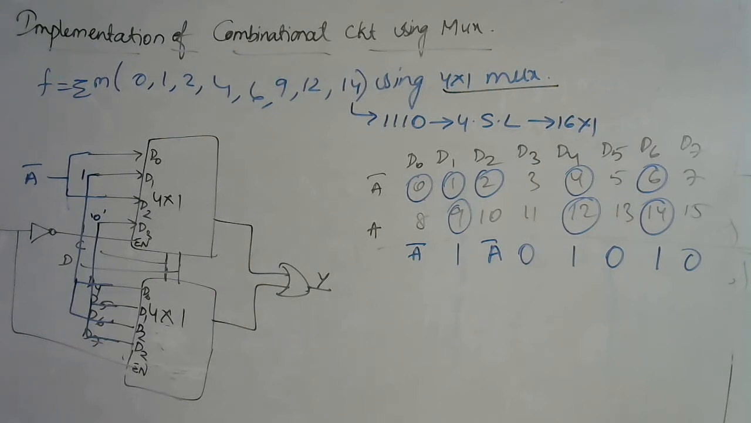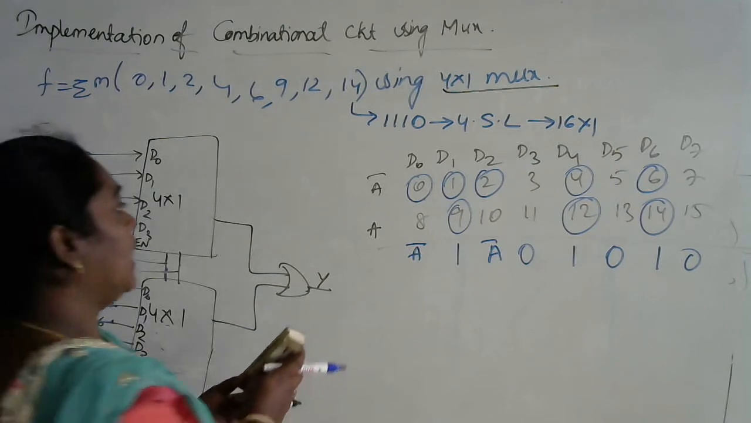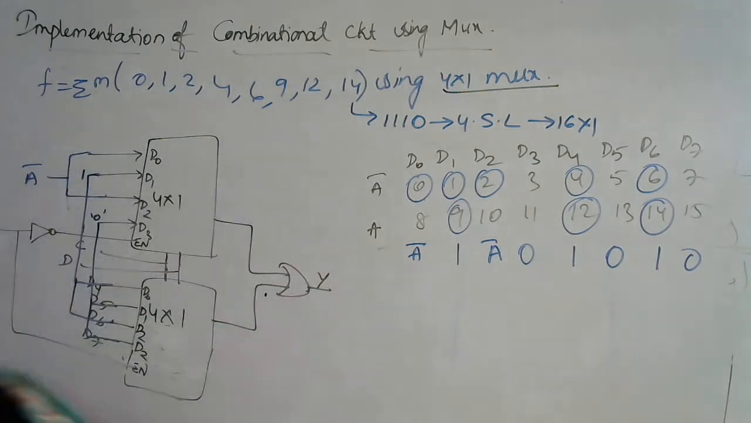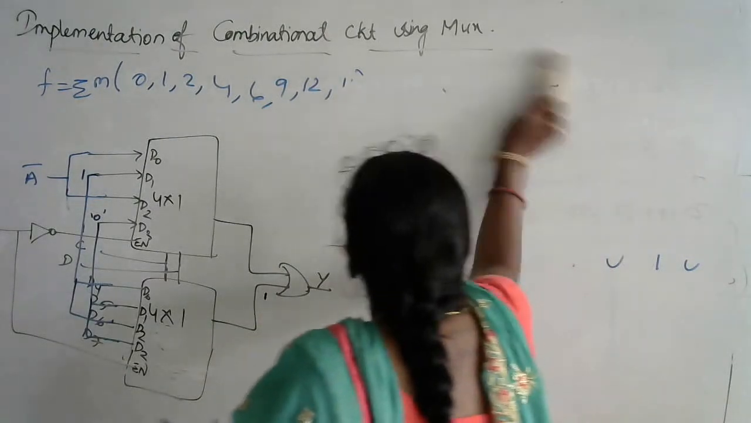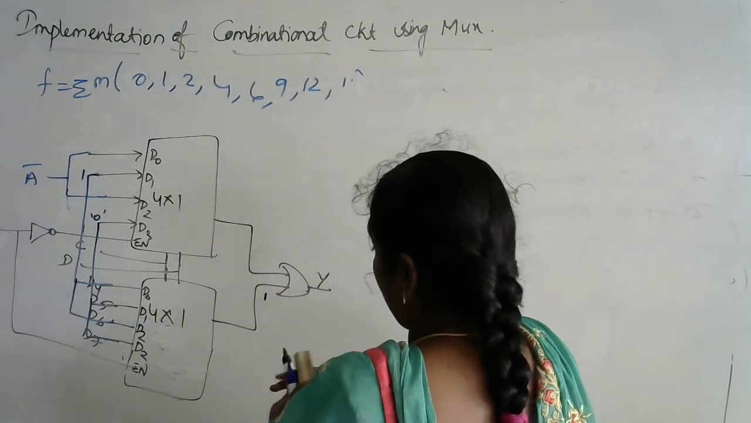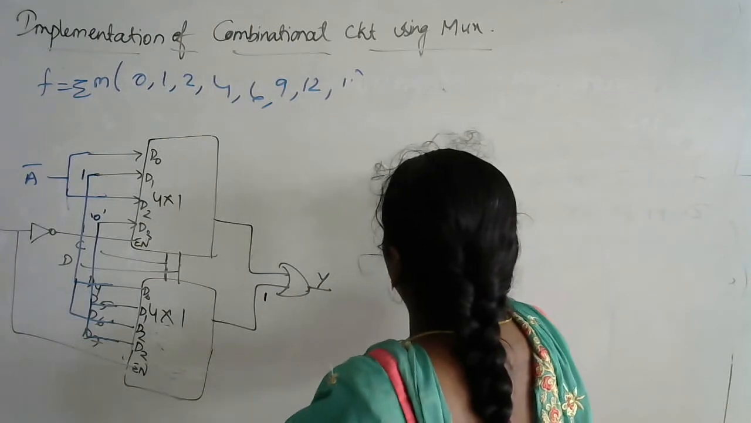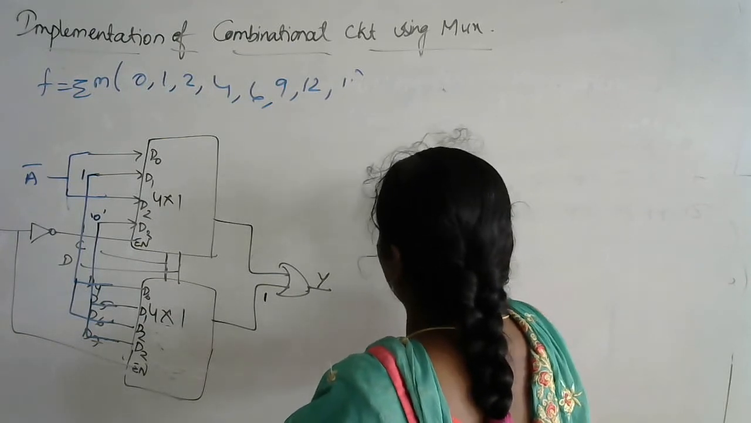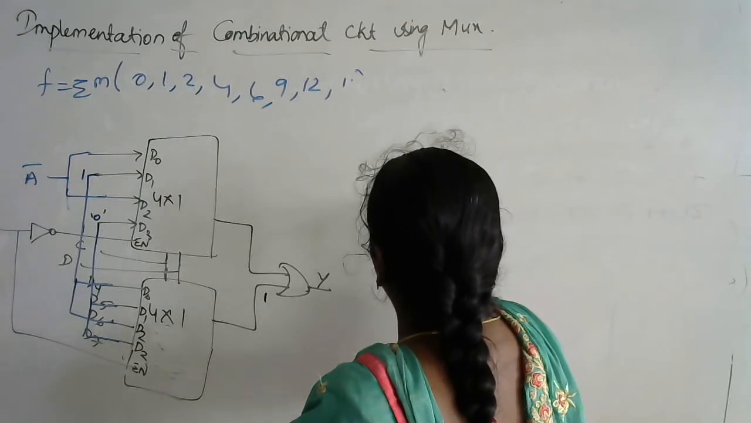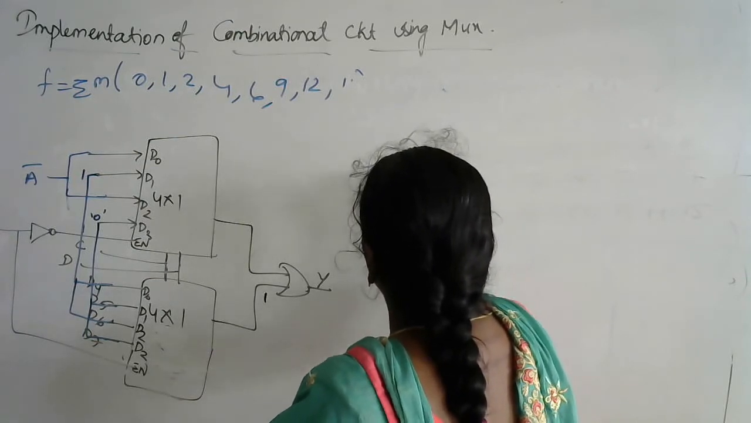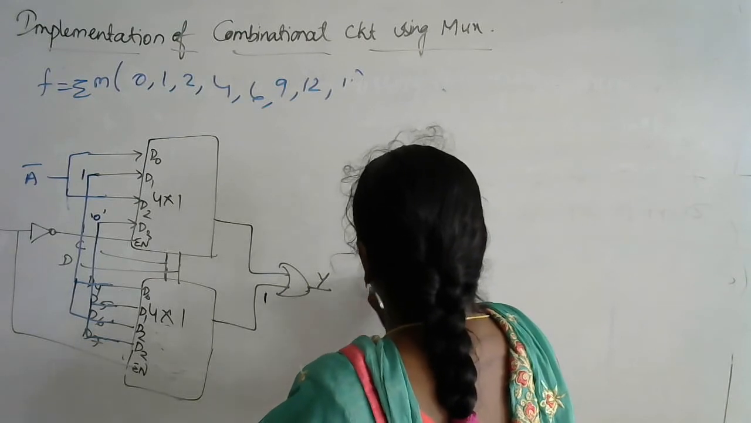This is one way. The other way is to use this as a 4 by 1 multiplexer. What I am doing over here is taking A, B, those MSB bits, as the select inputs: A bar B bar, that is 0 0, 0 1, 1 0, 1 1.